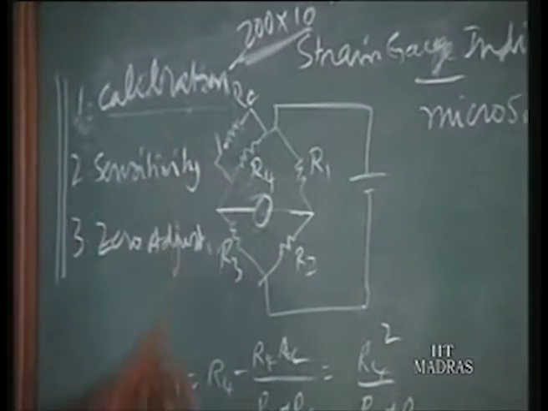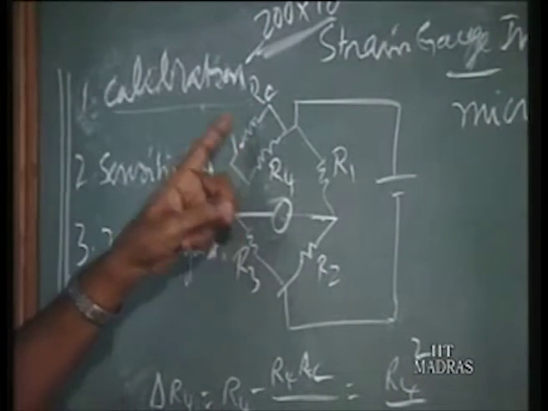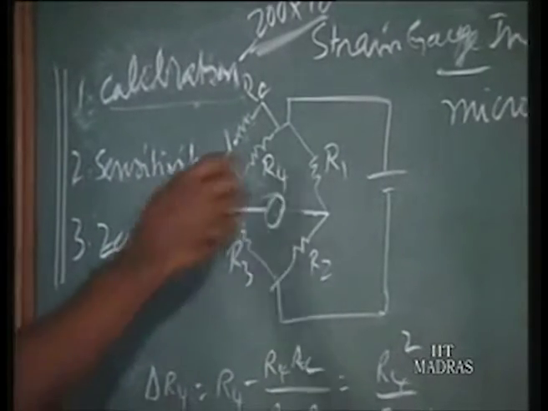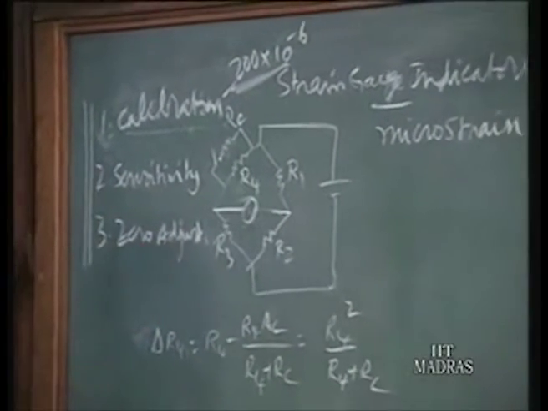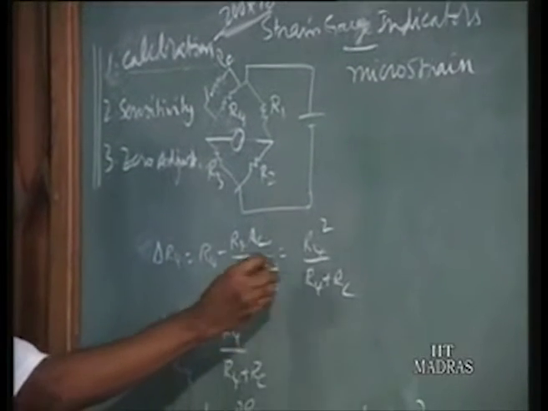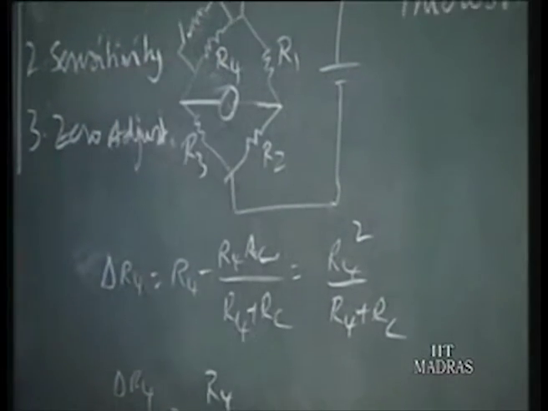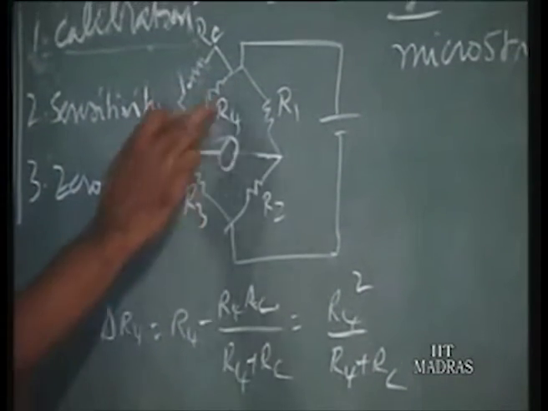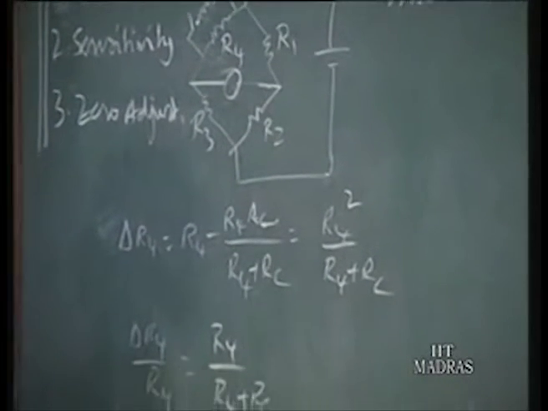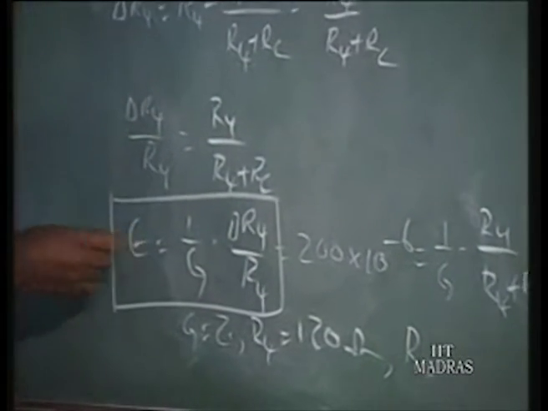The combination of the 2 parallel resistances is R4 RC divided by R4 plus RC. That is the equivalent resistance of the 2 parallel resistances. So the change in resistance will be R4 minus the new resistance R4 RC by R4 plus RC, which is equal to R4 squared over R4 plus RC. That is the change in resistance of the 4th arm. A change in resistance always represents a particular value of strain, which we will see a little later under displacement.